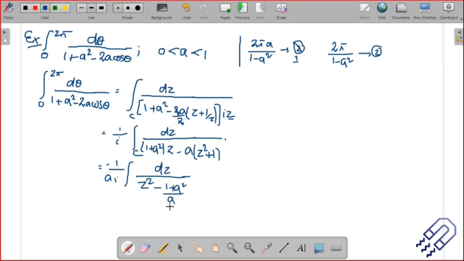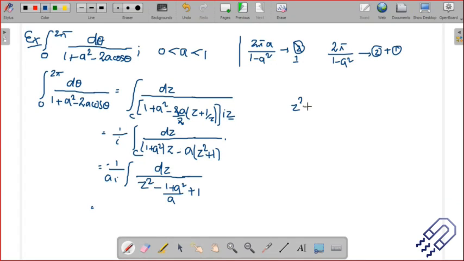Hello, sir, I got the second one: 2 pi by 1 minus a square. Yeah, correct answer. You can do it in different ways, but you cannot just do this equation, right?